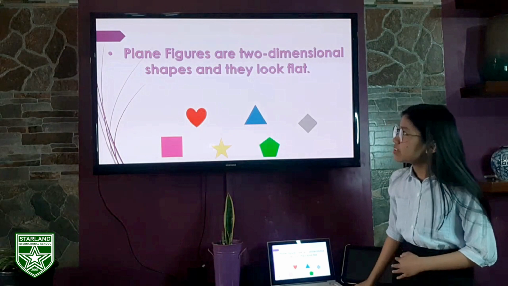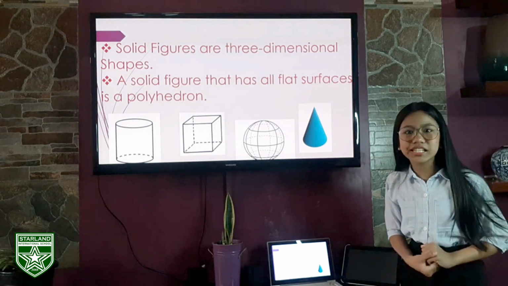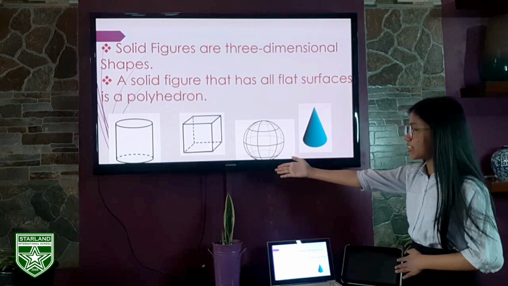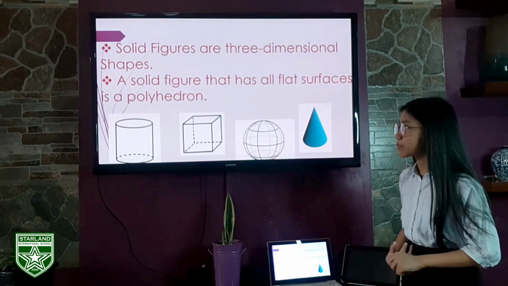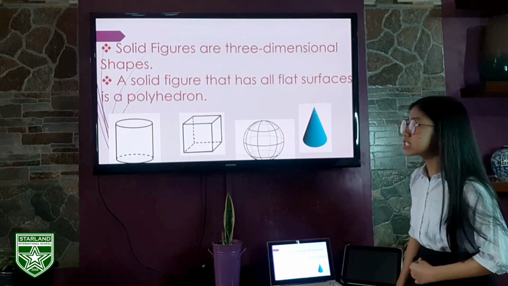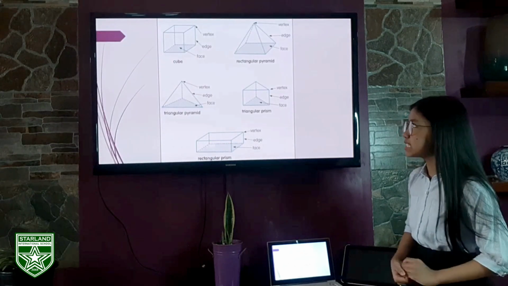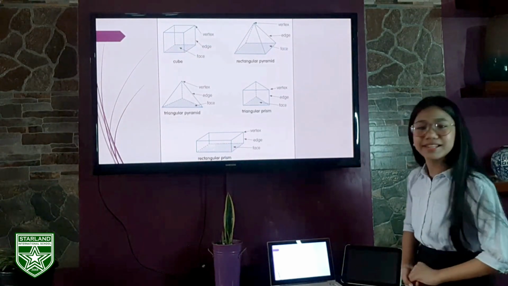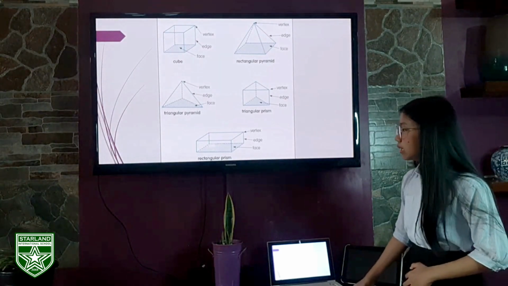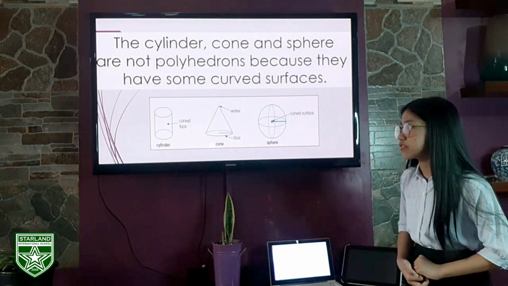Okay. So now that we know what plain figures are, we will move on to solid figures. Now solid figures are three-dimensional shapes. So we have the three-dimensional shapes. Okay. So a solid figure that has all flat surfaces is called a polyhedron. So right here we have the examples of polyhedrons. We have the cube, rectangular pyramid, triangular prism, and the rectangular prism. Okay, so the cylinder, cone, and sphere are not polyhedrons because they have some curved surfaces.